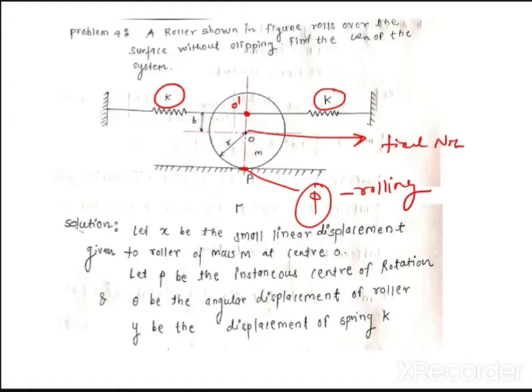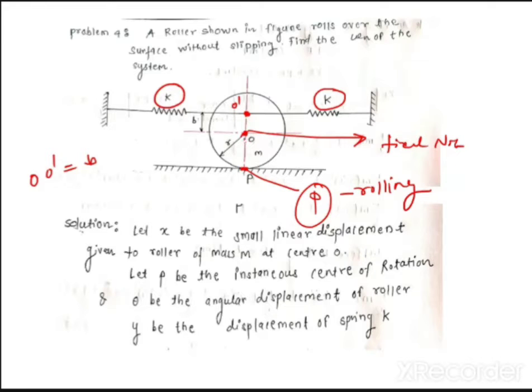Now, in the last problem, the spring was connected at the center. So obviously the natural frequency will be different in this case. Here, the springs are not connected at a center, but at a distance O dash, such that O dash is equal to B. So they have given you the distance. The springs are connected at O dash at a distance B from the O point.